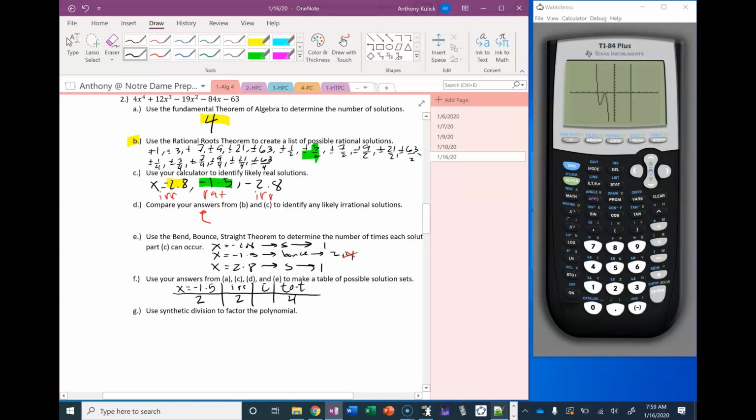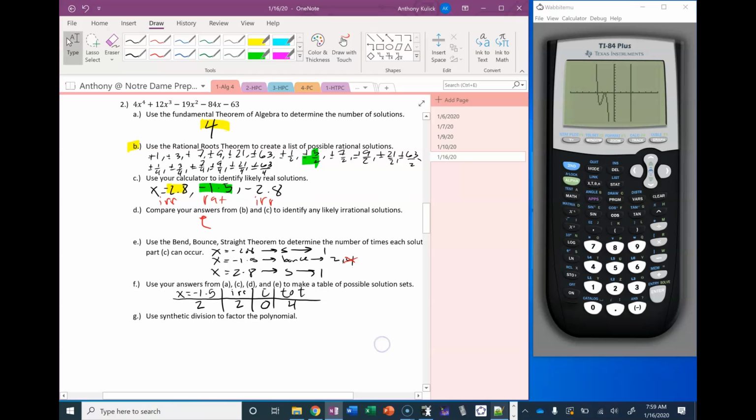2 plus 2 gives me 4, so can I have any imaginaries? No. So what the table is going to do is either confirm that there are no imaginary solutions possible, or in some cases, like we'll see later on, it will give you the possibility that there are imaginary solutions. It will never tell you for sure if they're there or not, but it'll tell you if it's possible that they're there.